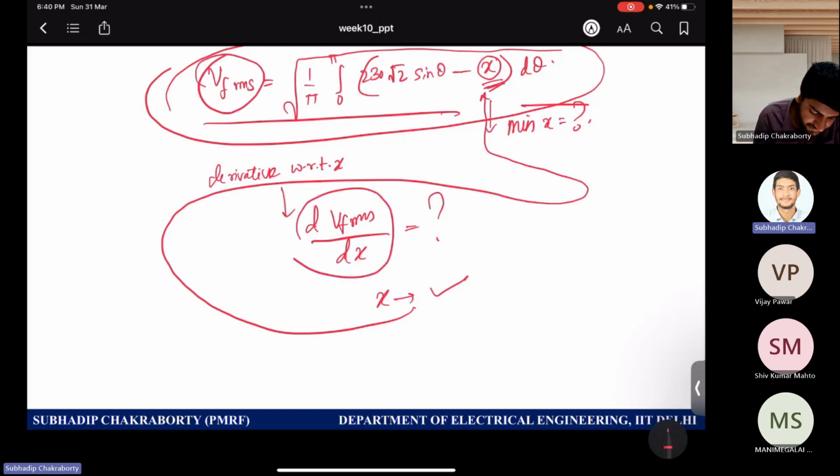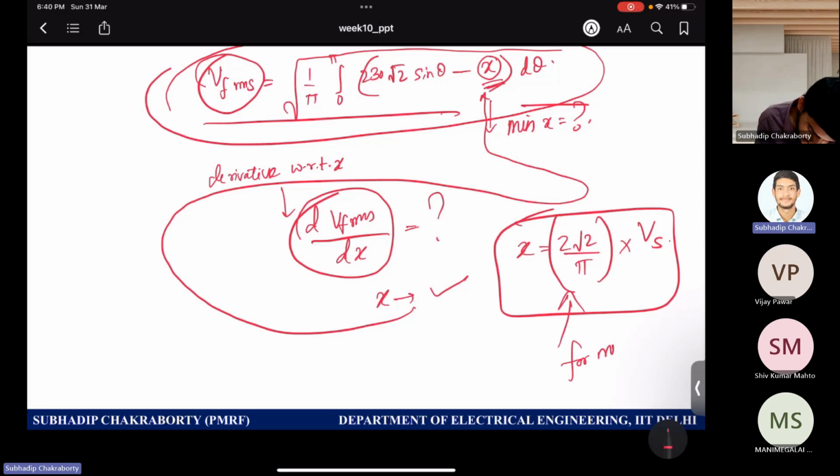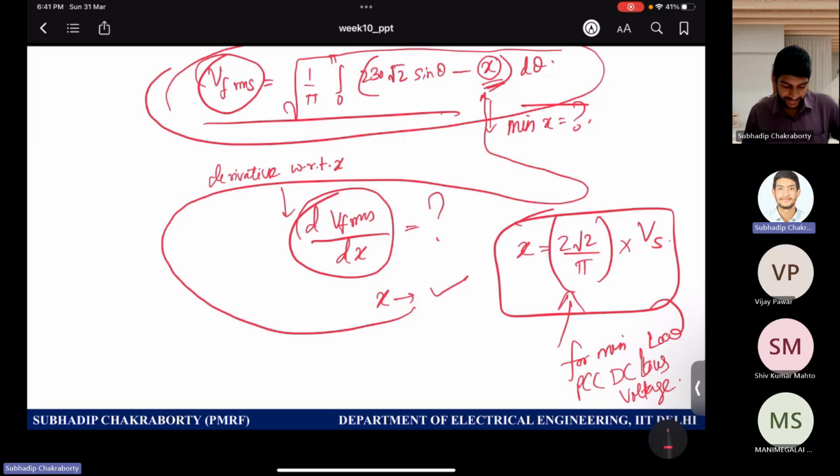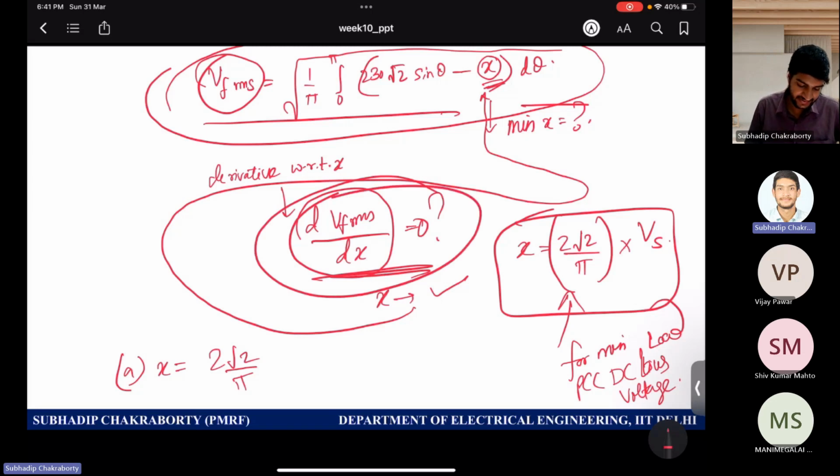Now, after you do this derivative, you will find a relation that x is equal to 2 root 2 by pi into V supply. Please remember, this is for the minimum load point or load PCC DC link, DC bus voltage. So you know x, you just plug in the value 2 root 2 by pi. You do this integration and then take the derivative and set dVF RMS by dx equal to 0. For finding the maxima or minima, you first find the critical point and then take the double derivative; if it is positive, it is minima, and if negative, it is maxima. So we find the critical point, x equal to 2 root 2 by pi Vs, for which it will be minimum.